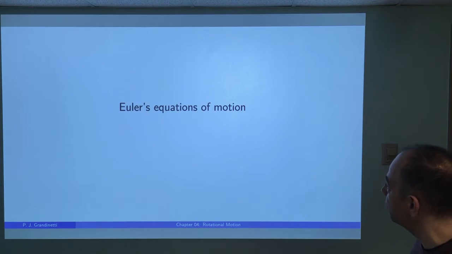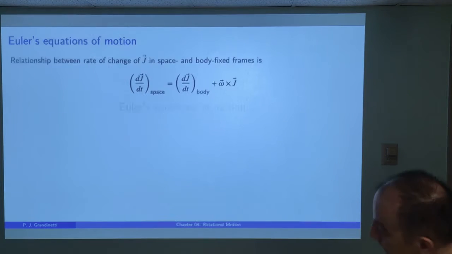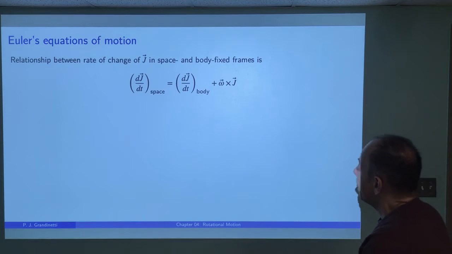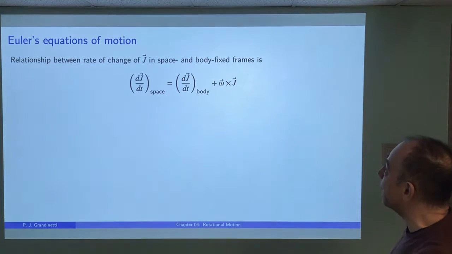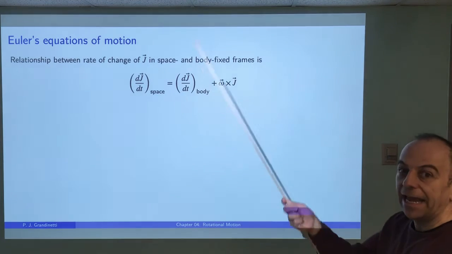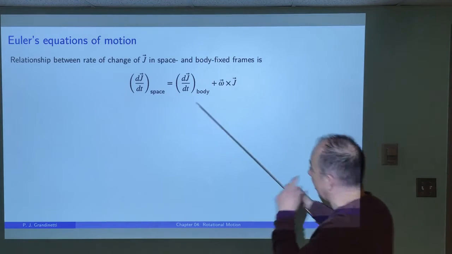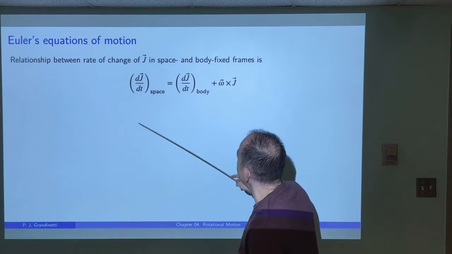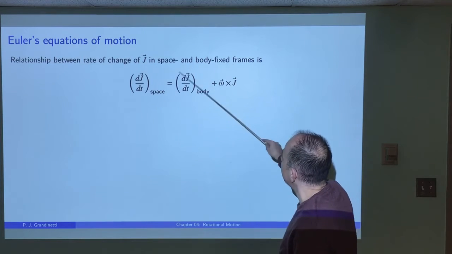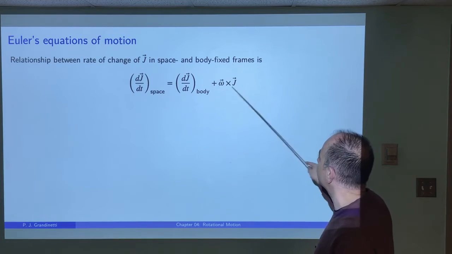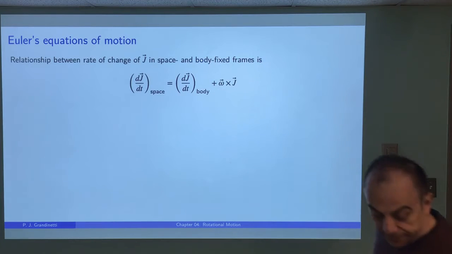Okay, now we come to Euler's equations of motion. So instead of Q now, we're going to describe the total angular momentum vector J. And we know that for the body fixed frame, which is rotating at an angular frequency omega, we can write dJ/dt in the space fixed frame is going to be equal to dJ/dt in the body fixed frame plus this added term.